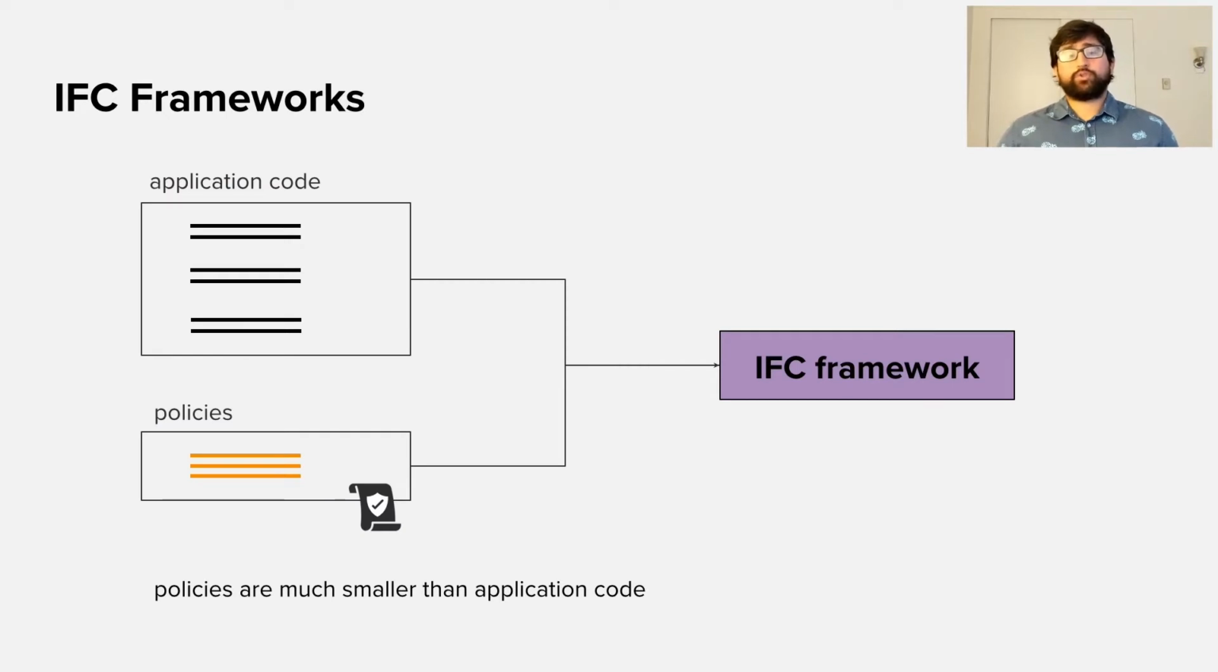A promising approach to help with this issue is to let programmers specify their policies declaratively and separately from their application code, and then let an information flow control framework ensure that the code satisfies these policies. The key benefit is that programmers do not need to worry about getting their policy checking code right, but only worry about the policy specification, which is in practice much smaller.